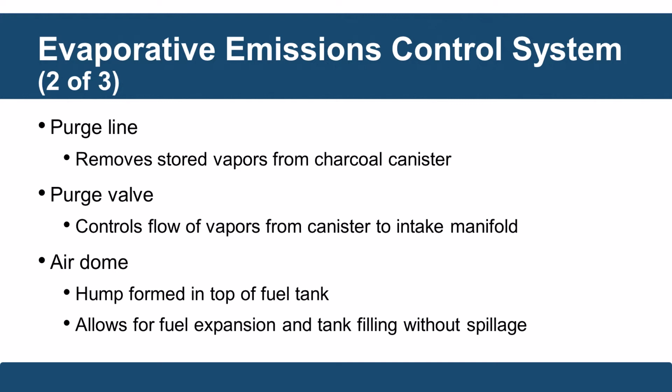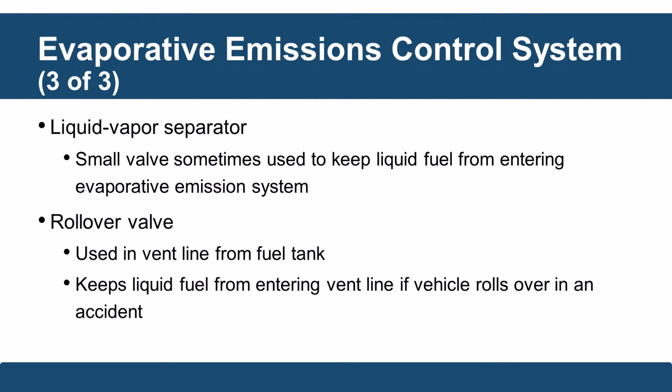Now, there are metal gas tanks out there. Most of them today, though, are plastic. We also have what they call a liquid vapor separator. This is a small valve sometimes used to keep liquid fuel from entering the evaporative emission system. There's also what they call a rollover valve, and that's used in the vent line from the fuel tank. Both of these systems are designed to keep actual liquid fuel from entering the vent line, especially if the vehicle rolls over or is being driven in a dramatic fashion.